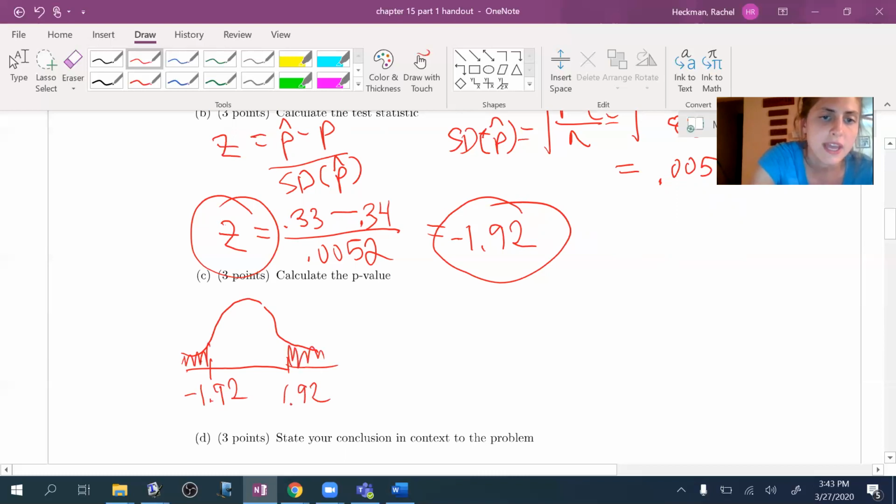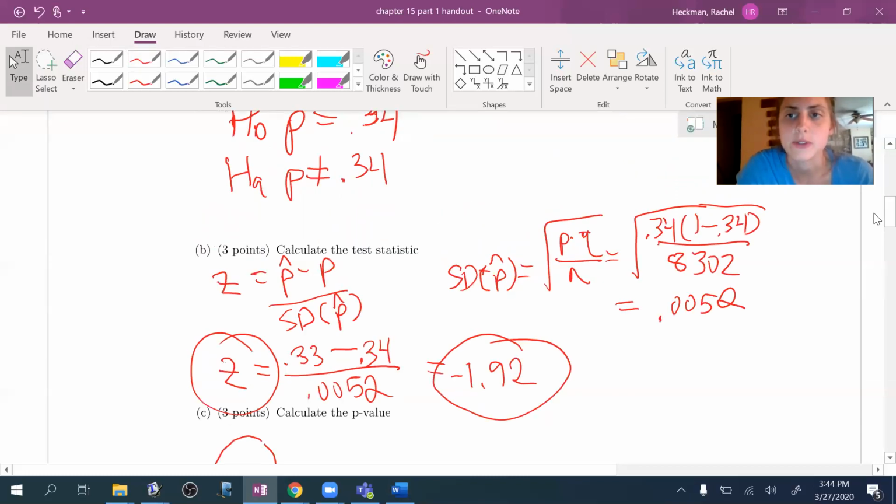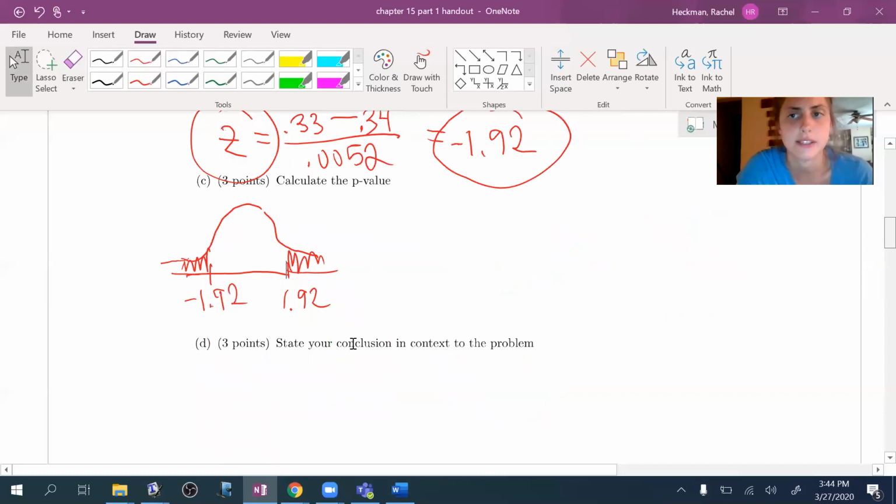So my p-value, because of my alternative hypothesis is a not equals to, it's a two-sided test. This should be negative 1.92. Because my alternative hypothesis is a not equals to, I am performing a two-sided test. So when I get to my Z table, I want this lower tail and this upper tail.